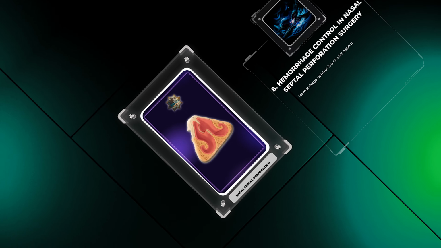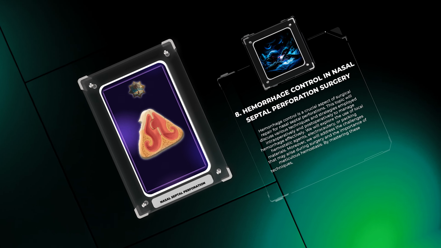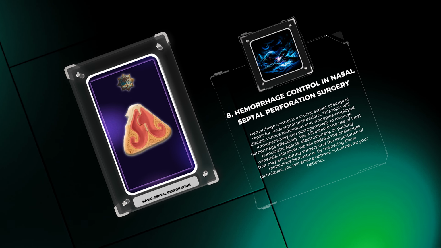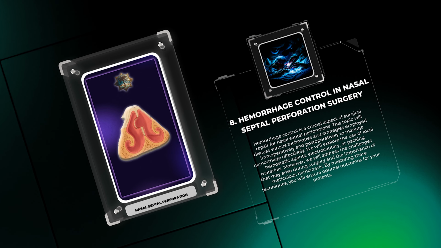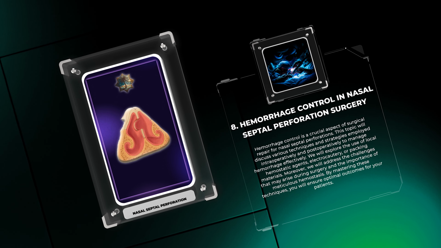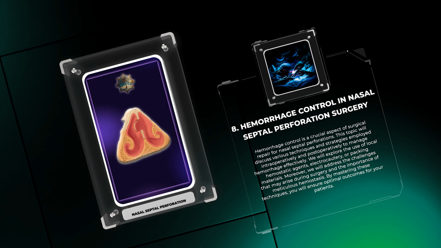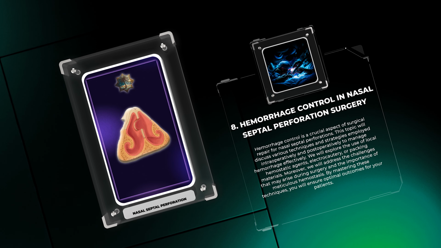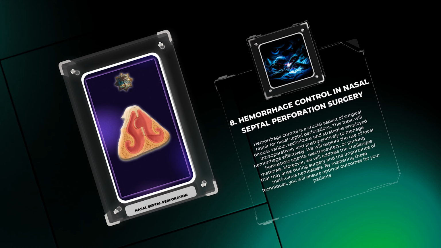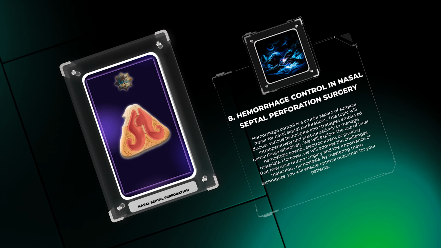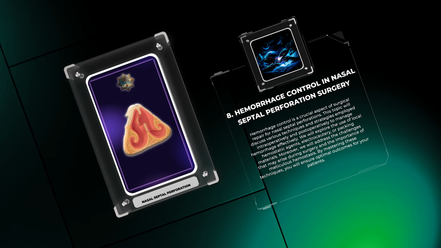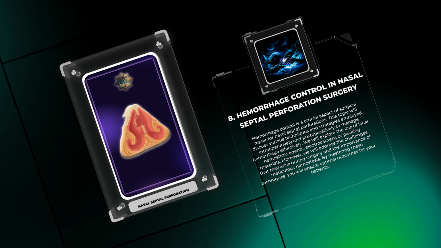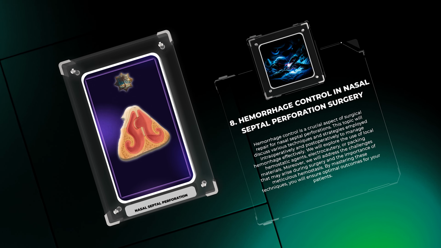Hemorrhage control is a crucial aspect of surgical repair for nasal septal perforations. This topic will discuss various techniques and strategies employed intraoperatively and postoperatively to manage hemorrhage effectively. We will explore the use of local hemostatic agents, electrocautery, or packing materials. Moreover, we will address the challenges that may arise during surgery and the importance of meticulous hemostasis. By mastering these techniques, you will ensure optimal outcomes for your patients.